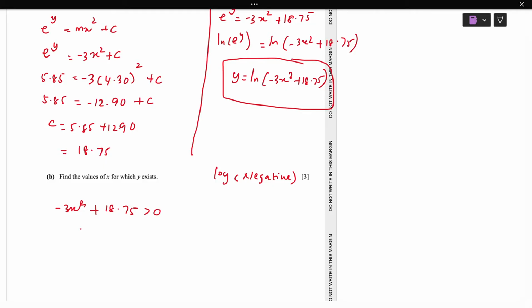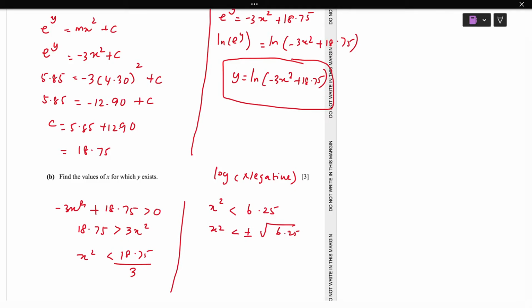So I'll push the 3x square to the other side: 18.75 greater than 3x square. So x square is less than 18.75 over 3. So I'll get x square is less than 6.25. So x is less than plus or minus square root of 6.25. Sorry, the square won't be there because I took the square root on the other side. x is less than plus or minus 2.5.